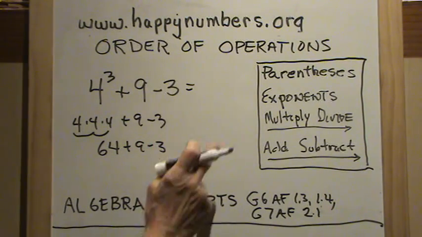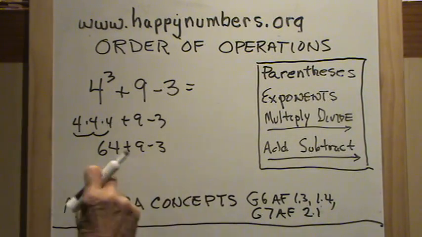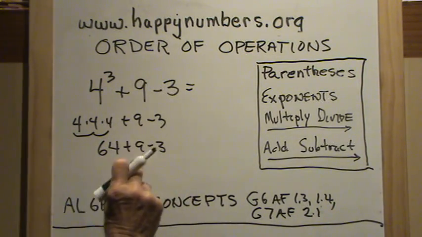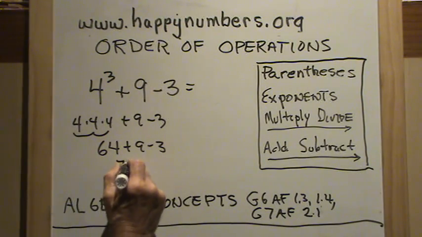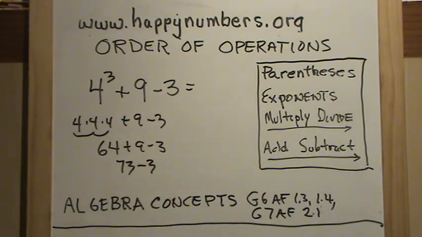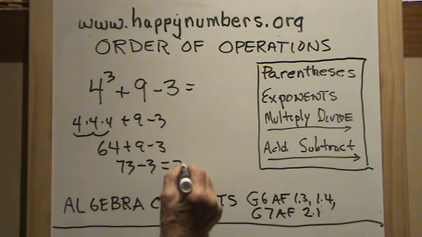Okay, now we don't have multiplication and division. But we do have addition and subtraction, and we work from left to right, so we will do the addition first. 64 plus 9 is 73 minus 3, and then we do the subtraction. 73 minus 3 is 70.